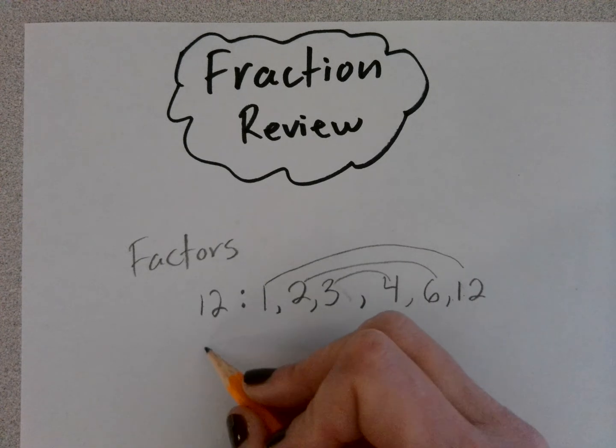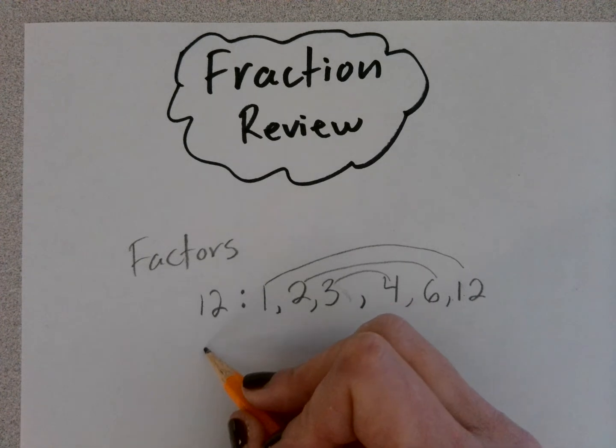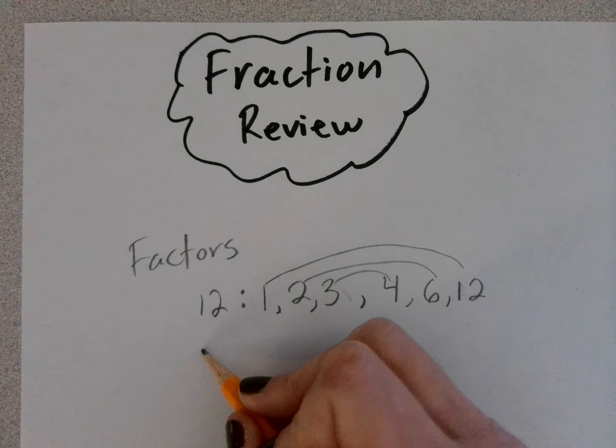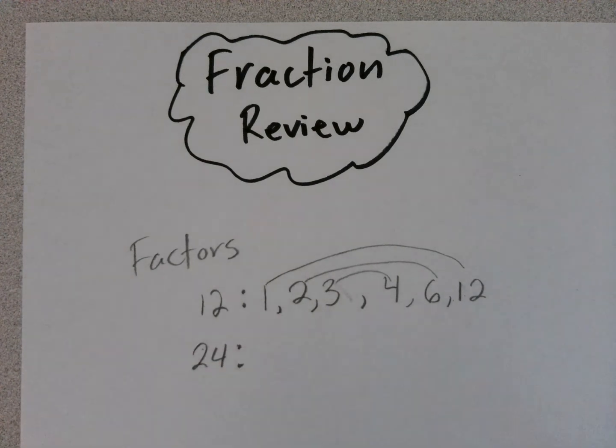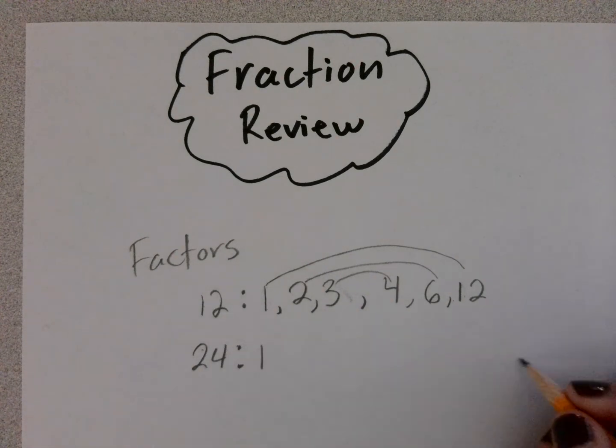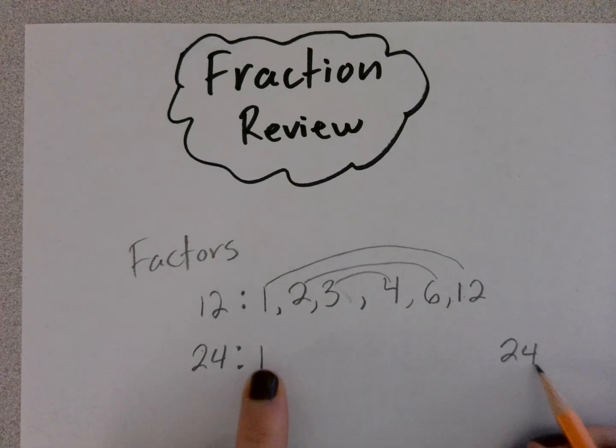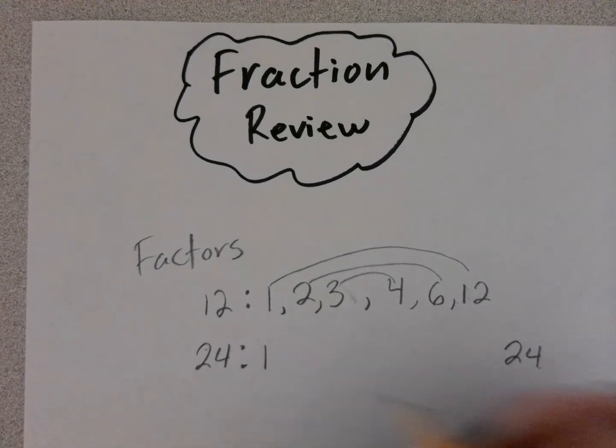So let's do another one. Let's do 24. 24 is a bigger one. There are a lot of factors of 24. If you use your basic fact knowledge too, this will help in knowing some of the options right off the top of your head. But always start with 1 and end with 24, because what equals 24? Factors of 24.